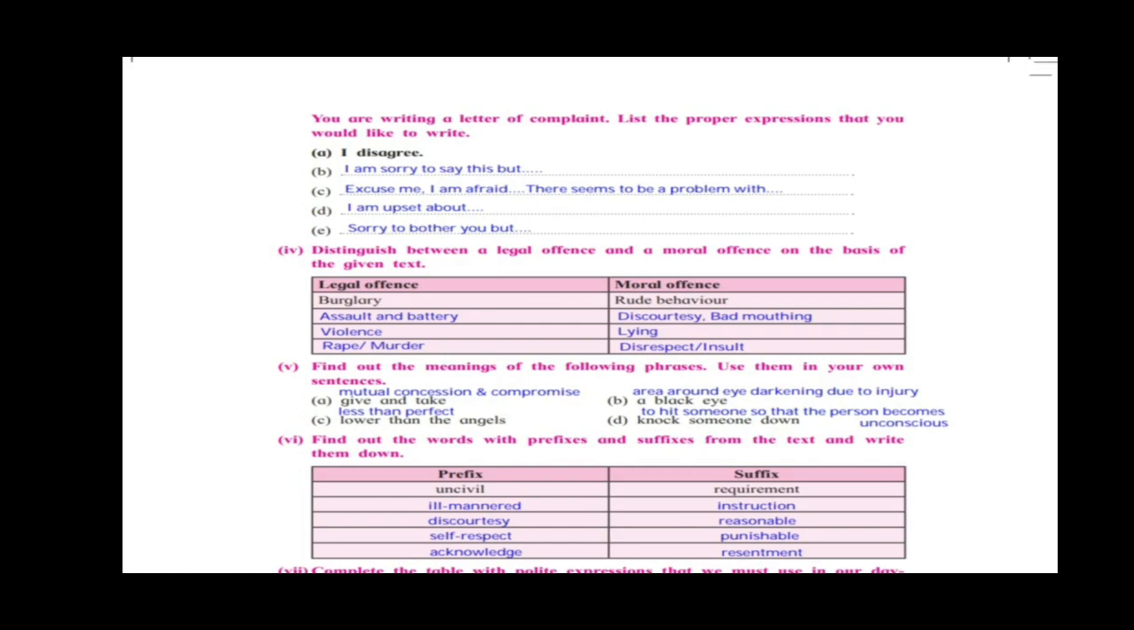Distinguish between a legal offense and a moral offense on the basis of the given text. Legal offense and moral offense, you have to write them down in a distinguished manner. If I say legal offense, burglary; moral offense, that means rude behavior. Legal offense, assault and battery; moral offense, discourtesy, bad mouthing. Legal offense, violence; moral offense, lying. Legal offense, rape and murder; moral offense, disrespect and insult. So these were the distinctions between a legal offense and a moral offense on the basis of the given text.